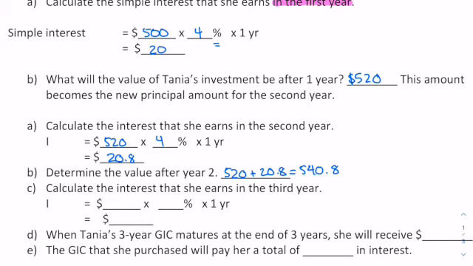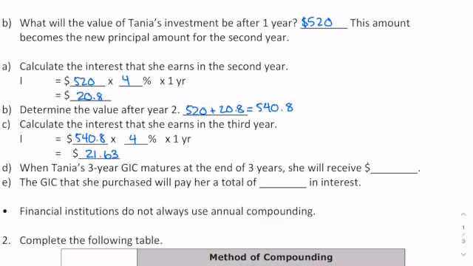So 540.8 times the 4% times 1 year is 21.63. So for D, when Tanya's 3-year GIC matures at the end of her 3 years, she will have 562.43, and it will pay her a total of 62.43. That's how much she will have made.